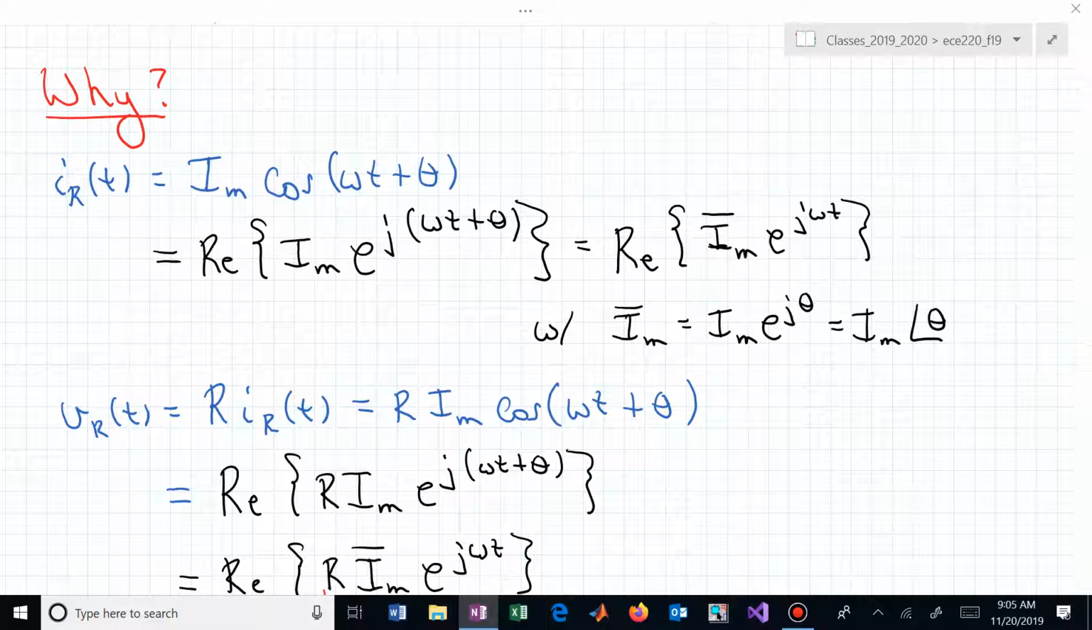Those are equivalent. We're just maybe reducing the symbols that we have to write down, or the characters, by just saying angle theta. But that really is equivalent to e to the j theta.